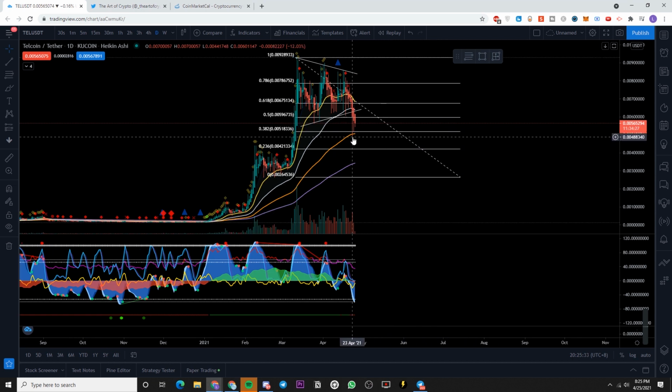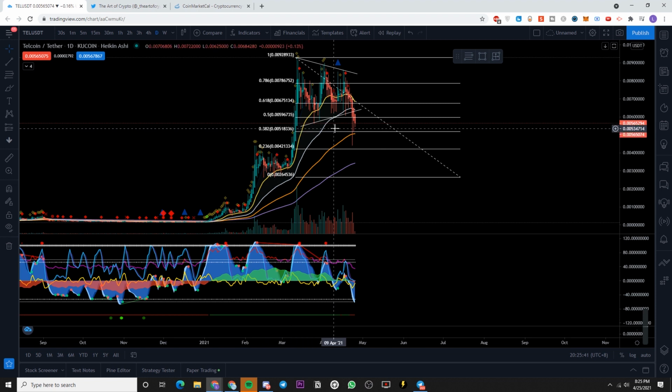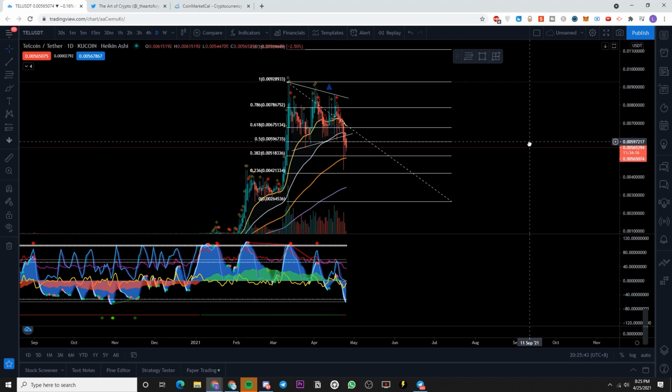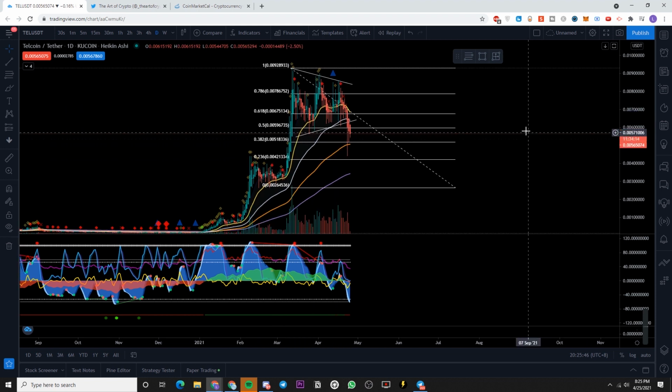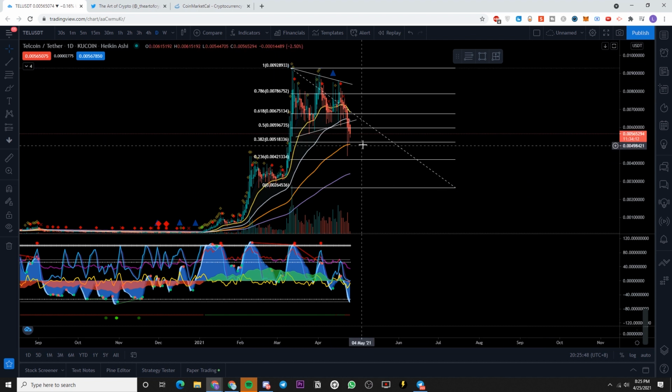Besides the 100-day exponential moving average, we can also see that this area right here at the 0.00518 level is in fact a 0.382 Fibonacci retracement level on the daily chart from swing high to swing low. So perhaps this could be a very strong support. If price were to dump again, I would look for support here.